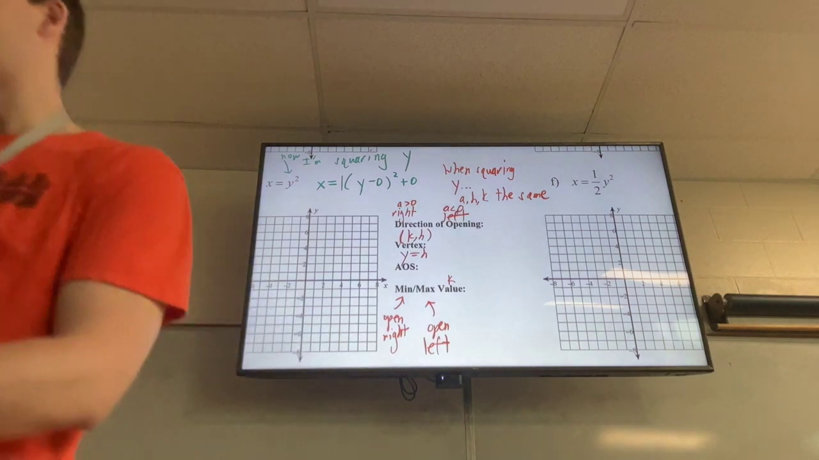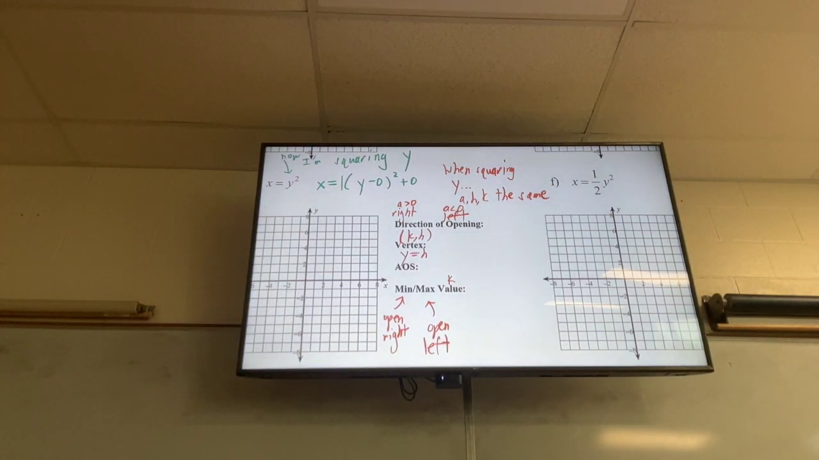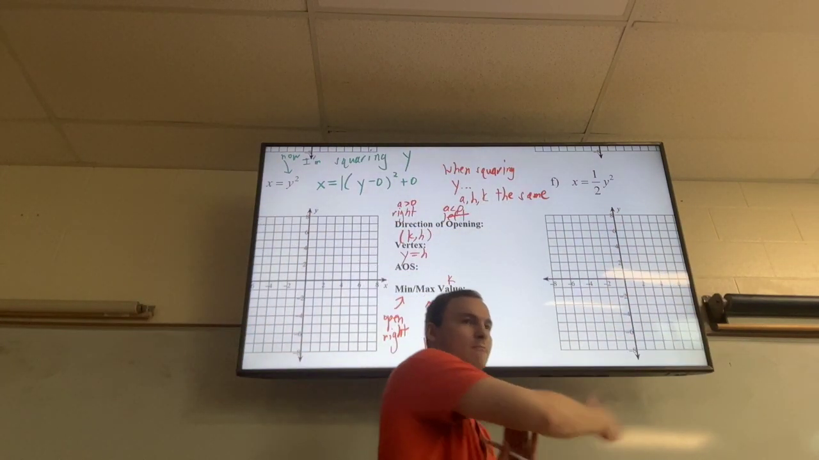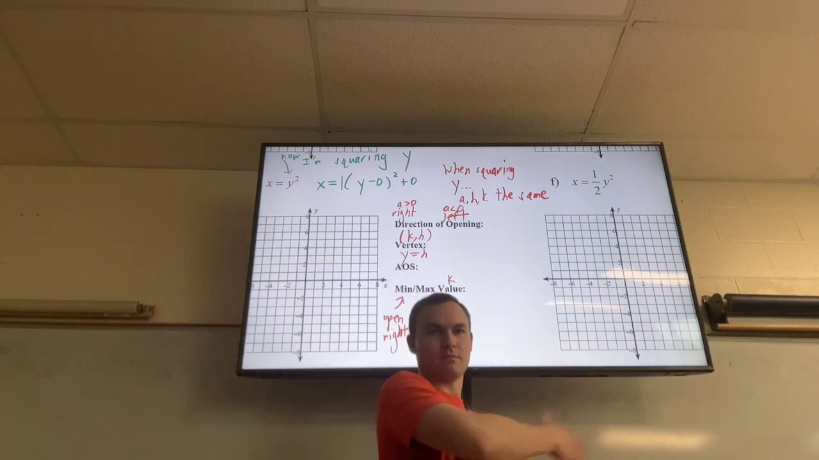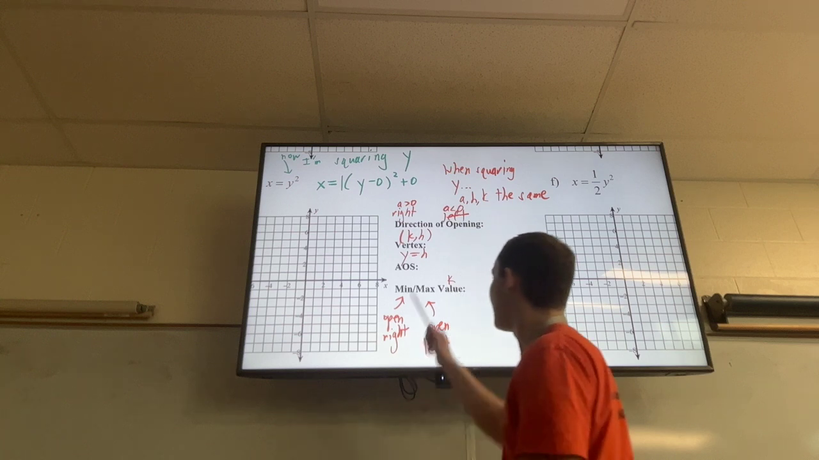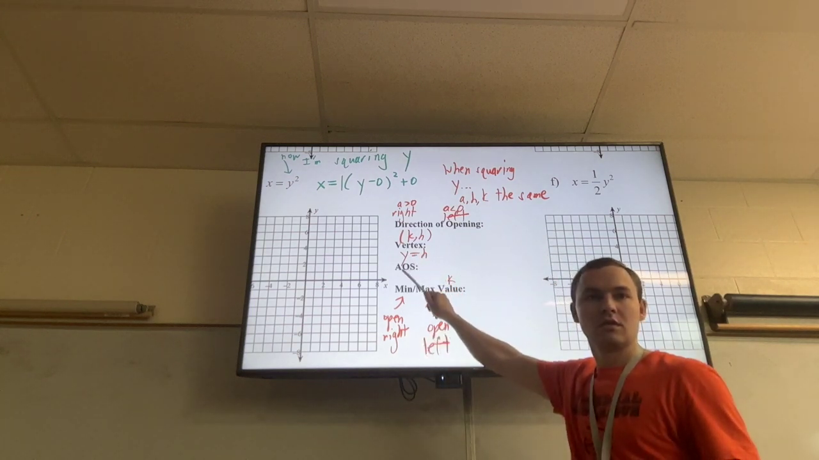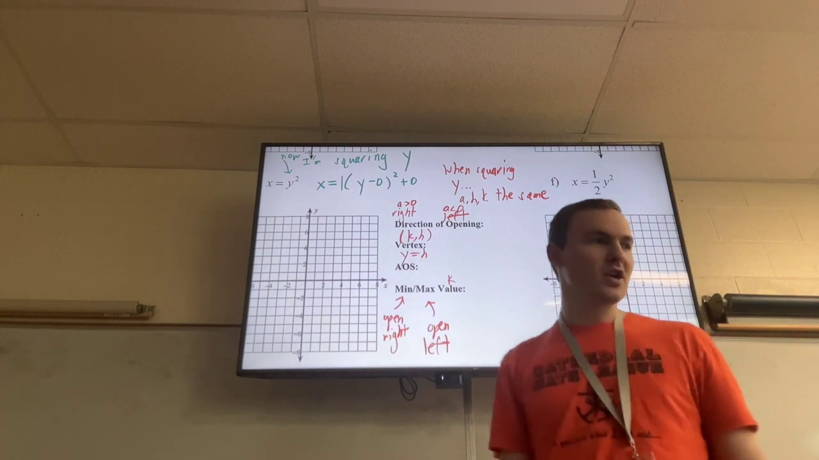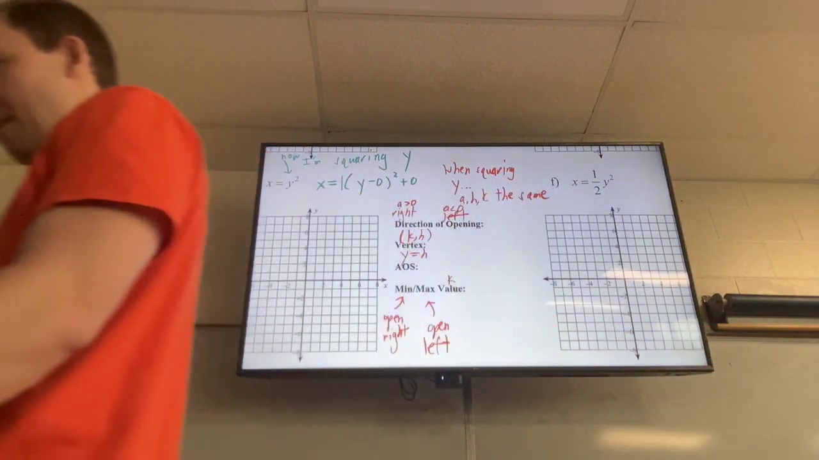Okay, write that down. So stuff changes now. Now we're doing sideways parabolas. Does that make sense? What happened to the axis of symmetry? It's y equals h. Okay.